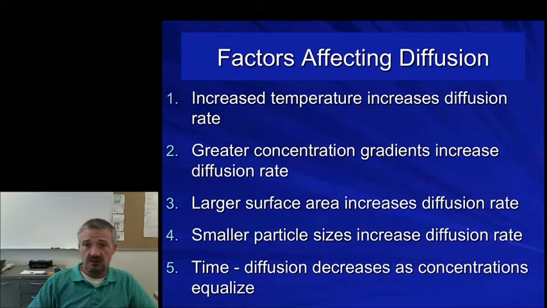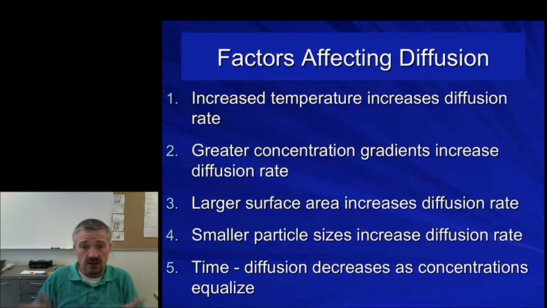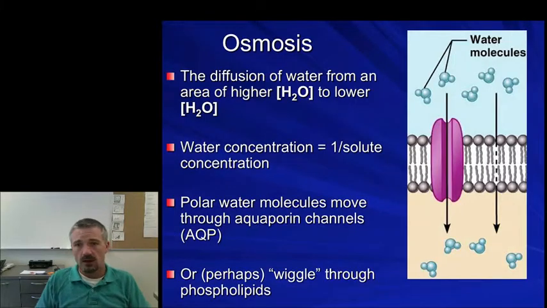More surface area, more diffusion can take place across that. You can only have as much movement as space that it's going across. It's kind of like people moving down a hallway. A wide hallway will let more people move through it than a narrow hallway. Smaller particles tend to move a little bit faster, and again, the longer time you have going on here, the more it's going to slow down as things get closer and closer to reaching that equilibrium. So diffusion is just movement of a substance.